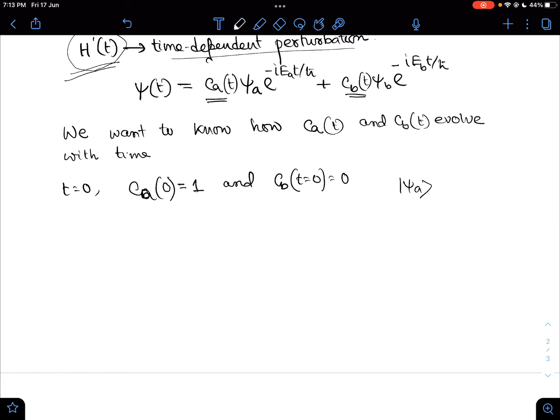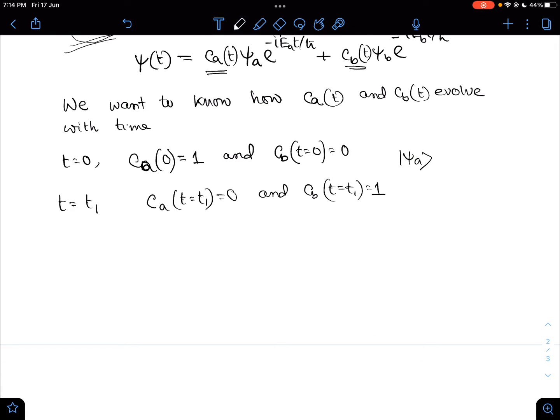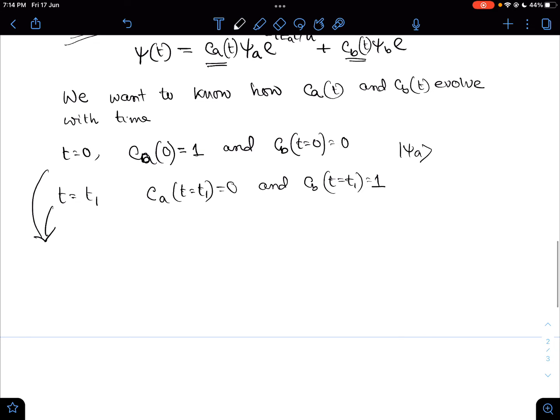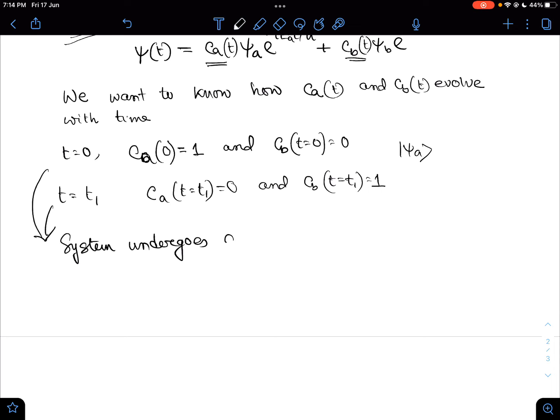And now suppose at some later time, at t equal to t1, we do the measurement and we find that CA at time t equal to t1 is 0 and CB at time t equal to t1 is 1. So that means what is happening in the system? The system underwent a transition from where? From psi A to psi B. So in considering this scenario, we can report that the system undergoes a transition from psi A to psi B.